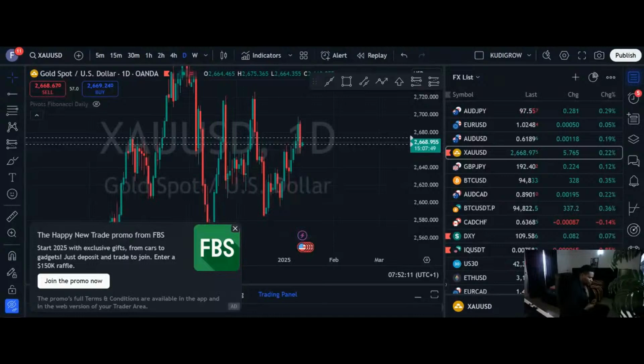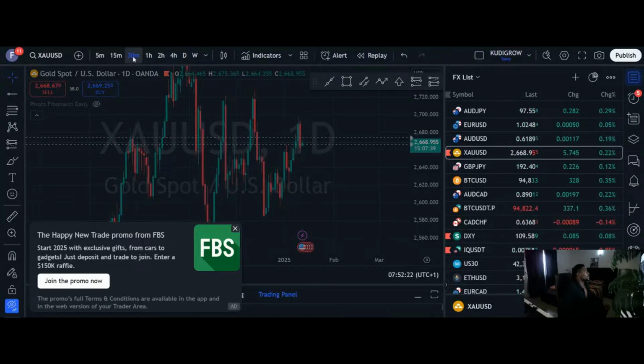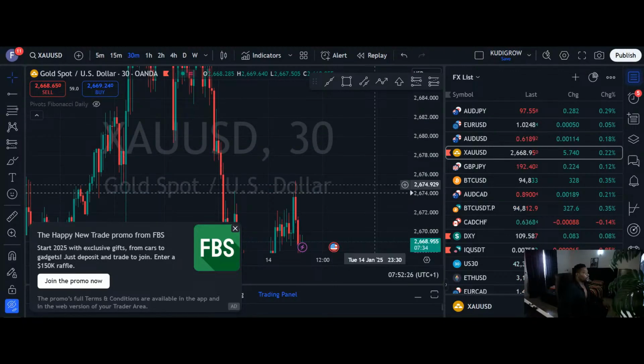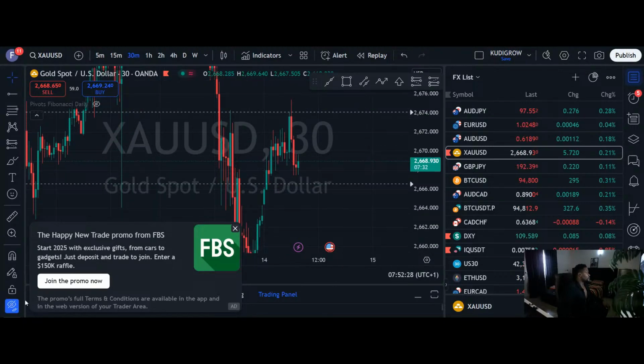I have not done my morning group after bathing. But let me just show you this before I leave the chart to do that. But first and foremost, let's look at what the chart is doing. Okay, let's go back to the 30 minutes. You see why you don't have to enter early into trades. Good.